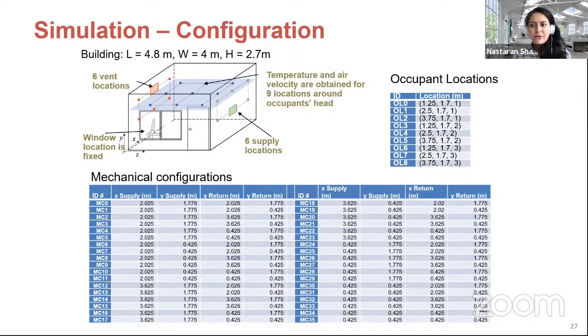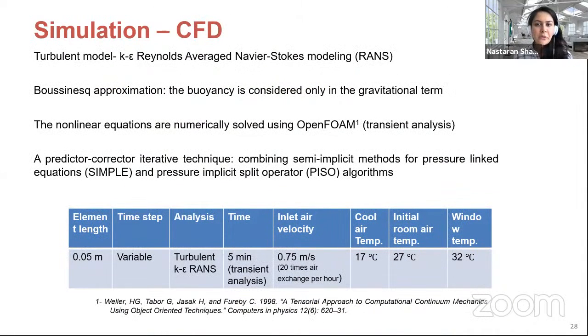The CFD analyses are conducted on a total of 36 supply-return configurations, and the results for each configuration were obtained for 9 locations inside the building, representing different possible locations for occupants. They are shown by the blue dots here. These two tables provide information on the configurations and occupant locations that we used in the study. Next, please.